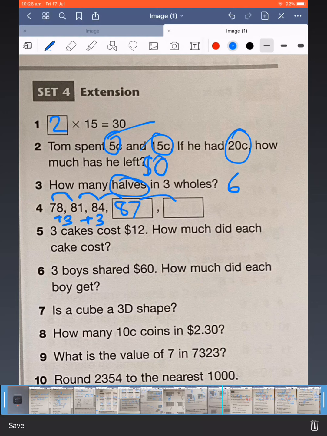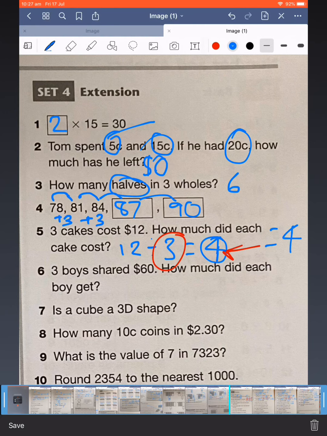Very good. 3 cakes cost $12. So altogether, the 3 cakes cost $12. How much did each cake cost? Okay, so this one is division. So 12 divided by 3. I need to split the 12 up into 3 parts. If I don't know what this one is, I ask: 3 times what equals 12? You might know that. 3 times 4 equals 12, we know that. So 4 is our answer. $4. Each of the cakes cost $4.